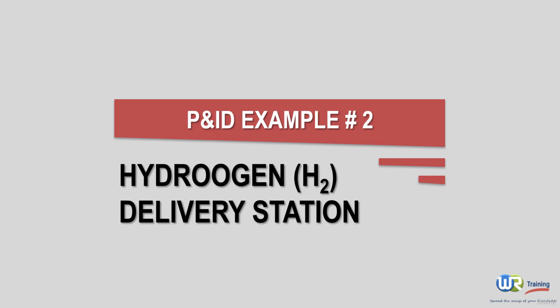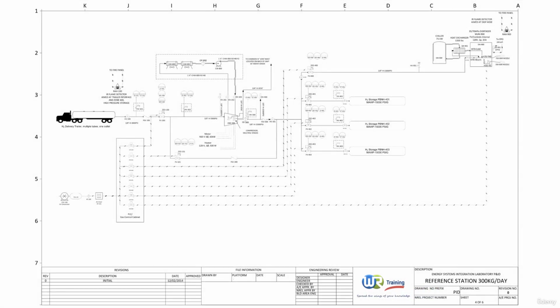In this second example, we will examine a P&ID of a hydrogen delivery station. As you can see, this P&ID is really a pictorial representation of this hydrogen plant. Let's start our way from left to right. We begin by identifying the main process equipment, then the main flow paths and auxiliary lines, and finally examine the safety and emergency responses depicted on this P&ID.